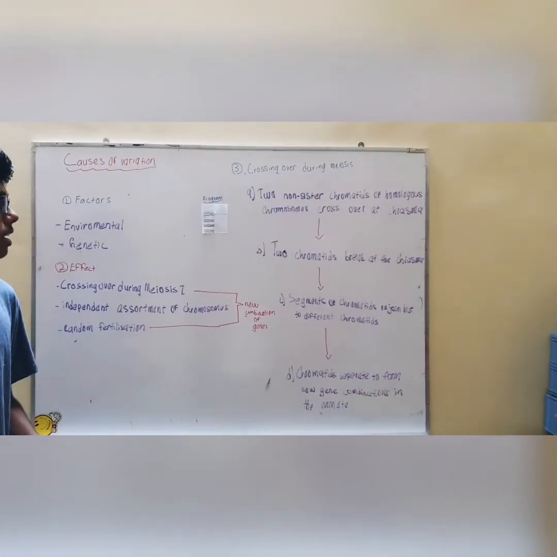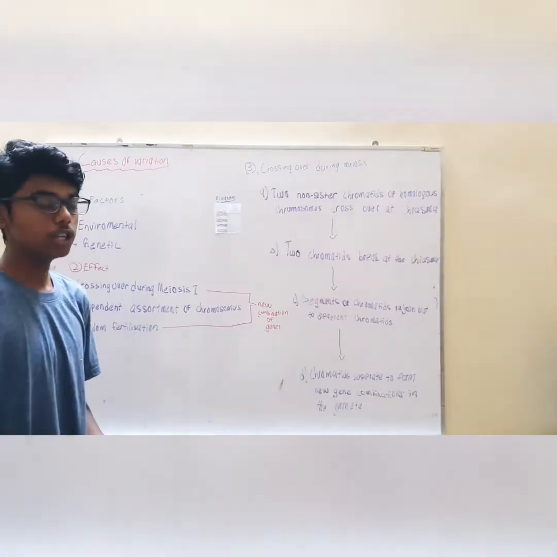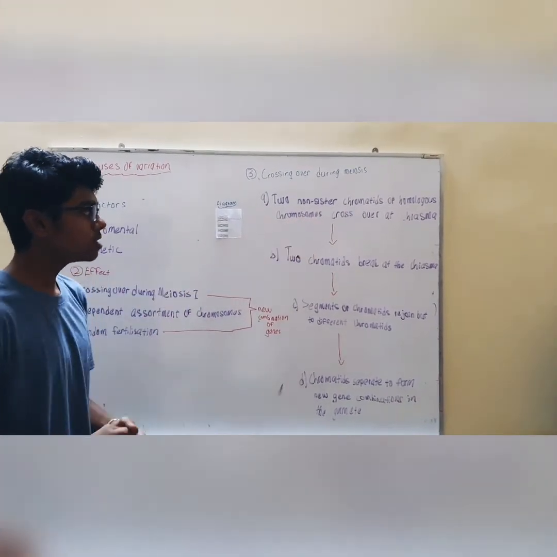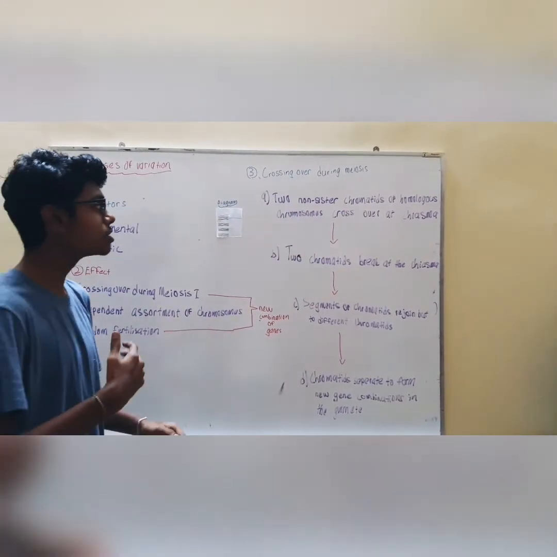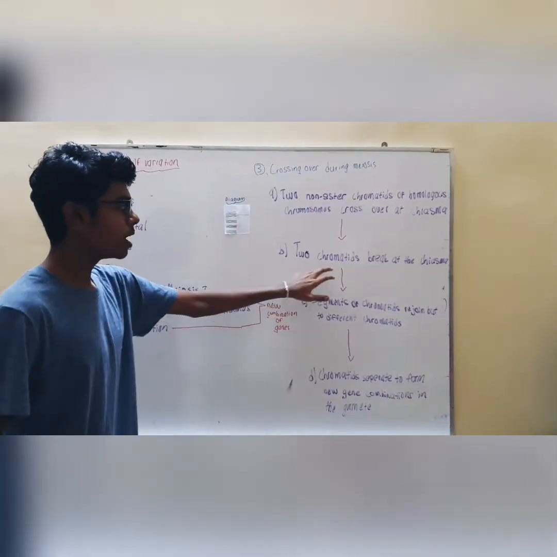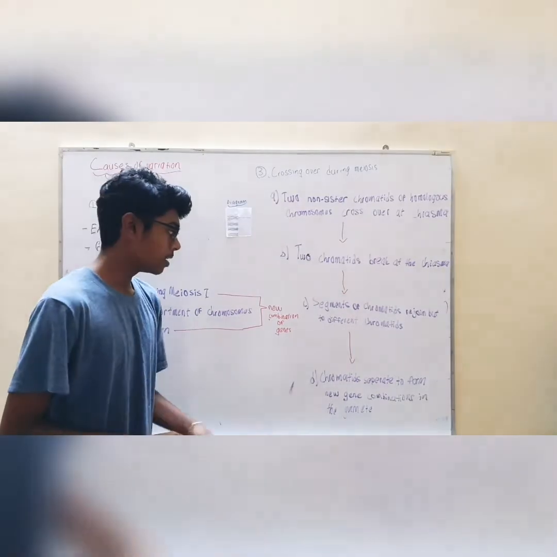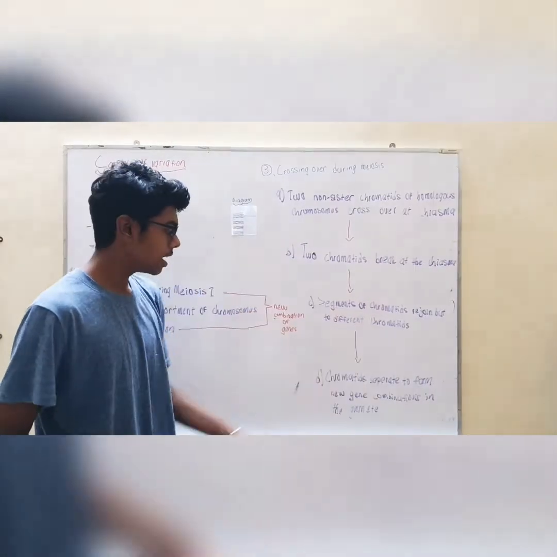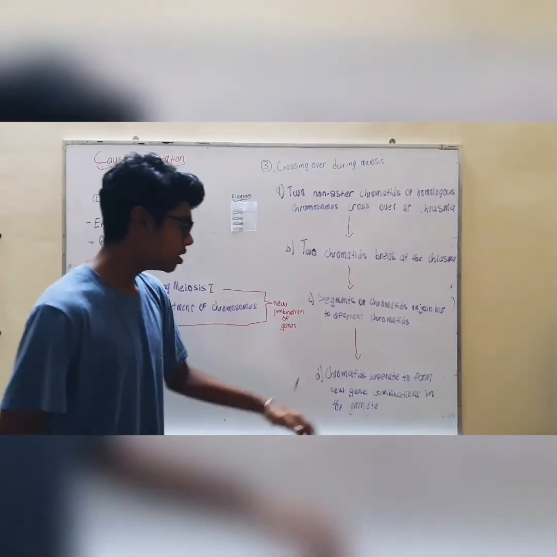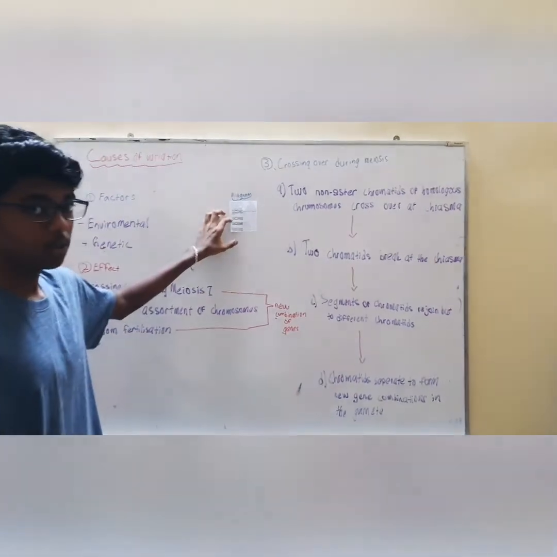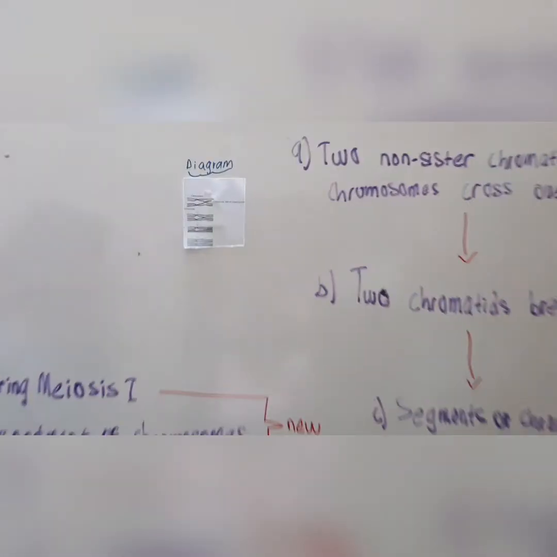Now we're going to talk about crossing over during meiosis. Firstly, two non-sister chromatids of homologous chromosomes cross over at the chiasma. Two, the chromatids break at the chiasma. Three, segments of chromatids rejoin but to different chromatids. Lastly, chromatids separate to form new gene combinations in the gametes. This is the diagram. If you can't see, please zoom in.